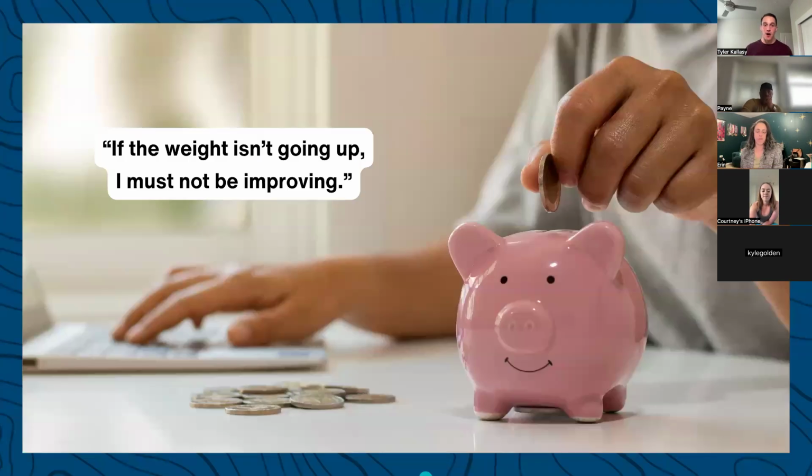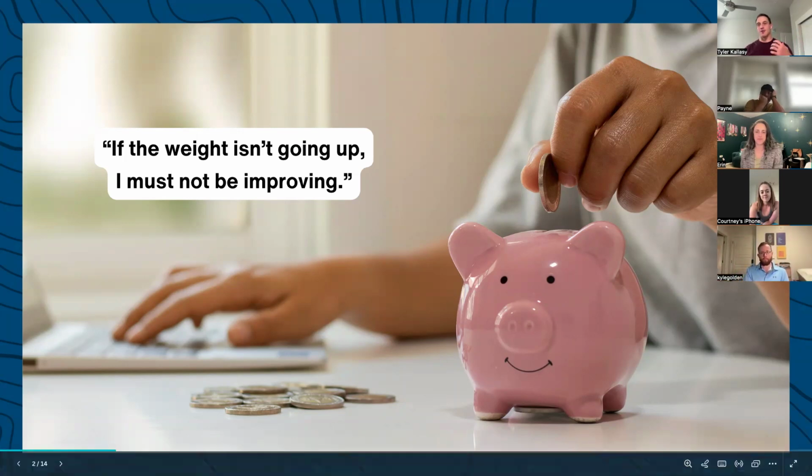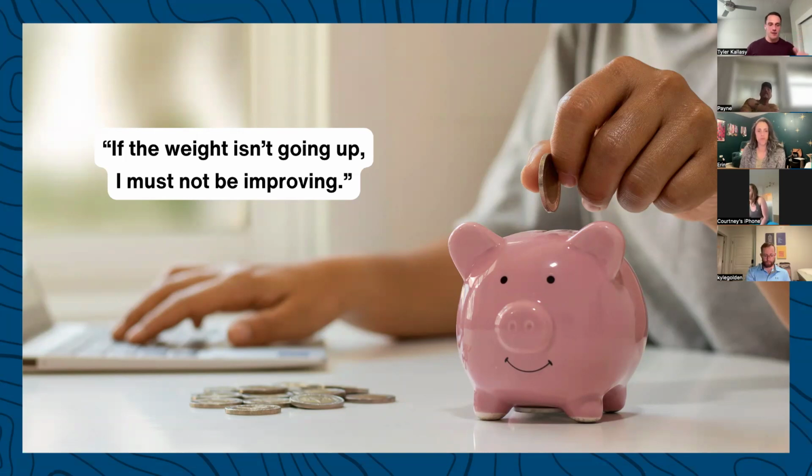Okay. So, first one is if the weight isn't going up, I must not be improving, right? Many of y'all have spoken on this in the group chat, have messaged me about this. Maybe you haven't spoken on it, but I know you're definitely dealing with it. And the issue of, I'm getting stronger, numbers are going up, I'm adding weight or I'm adding reps, and then eventually that weight doesn't go up anymore, right? Or you had a bad week and you didn't progress in the same way that you progressed the week before.